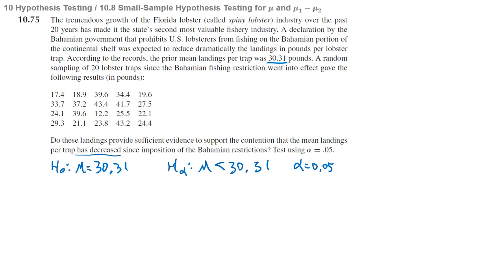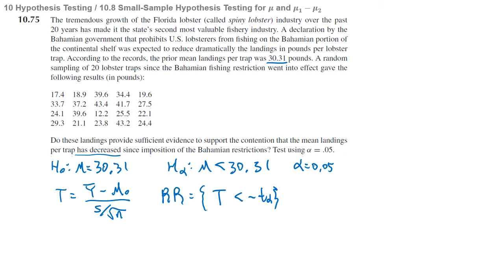Step 2 is to decide the test statistic. Since we have 20 observations, maybe this is not a very large sample, so let's use the t distribution, where t is y bar minus mu 0, which is 30.31, divided by s, the sample standard deviation, divided by square root of n. And what would be the rejection region? The rejection region should be t less than minus t alpha.